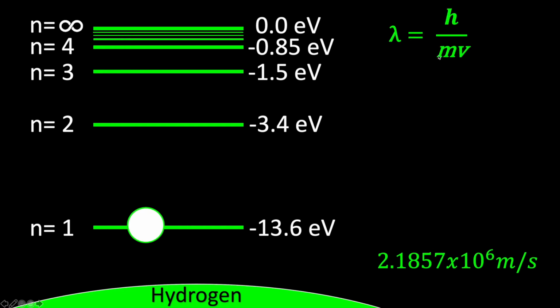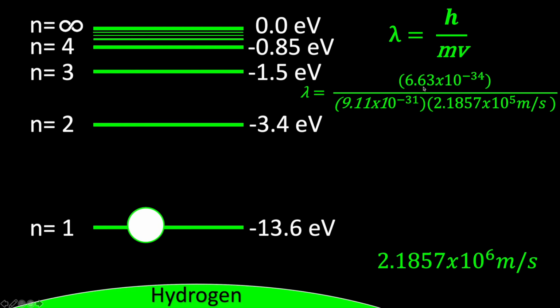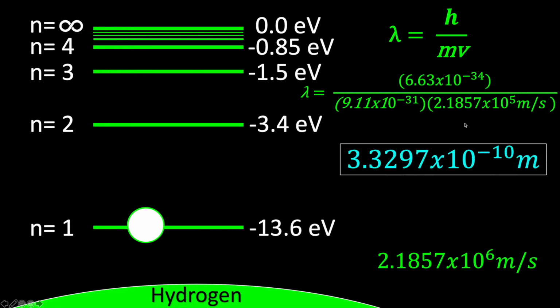Now with the velocity, I have my formula for the wavelength of a particle with mass. So the momentum here is mv. I'm going to plug into that equation with Planck's constant in joules, the mass of the electron, and the velocity I had from before. And I get an answer of 3.3297 times 10 to the negative 10.